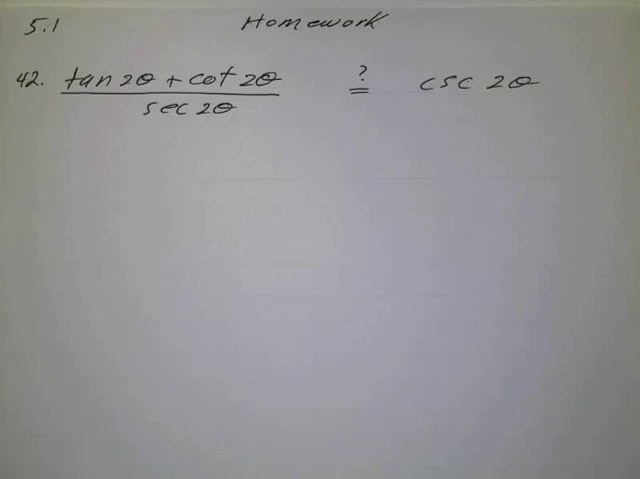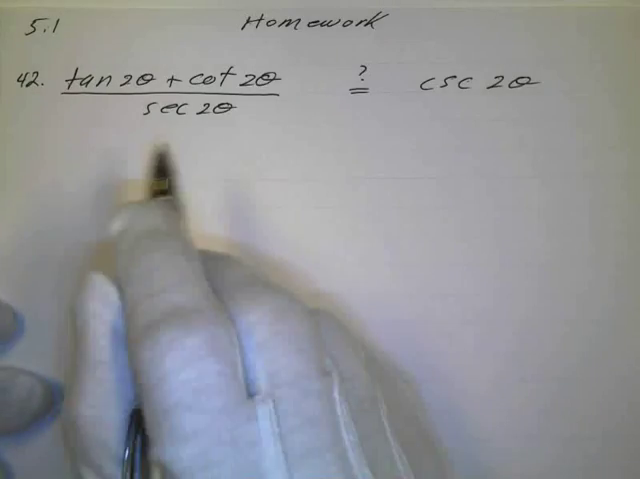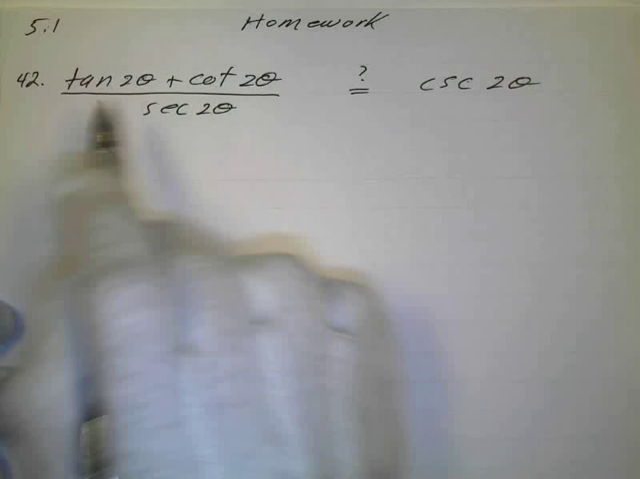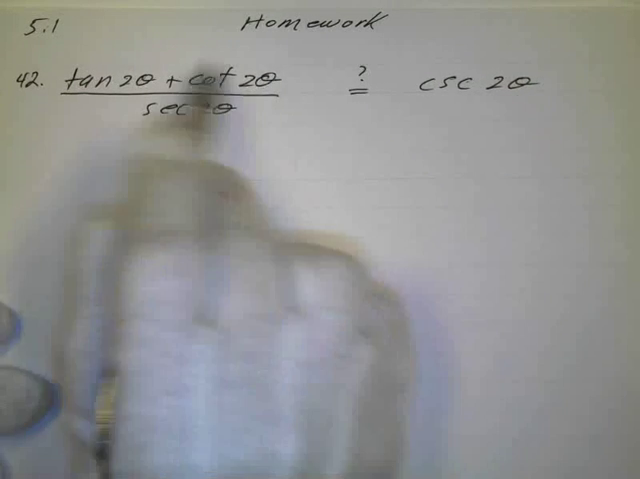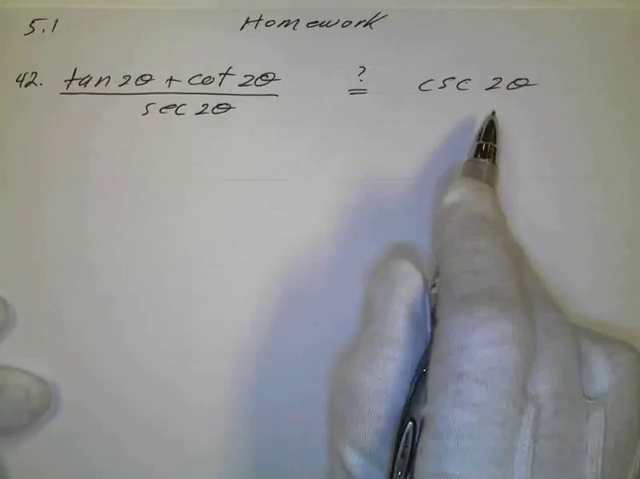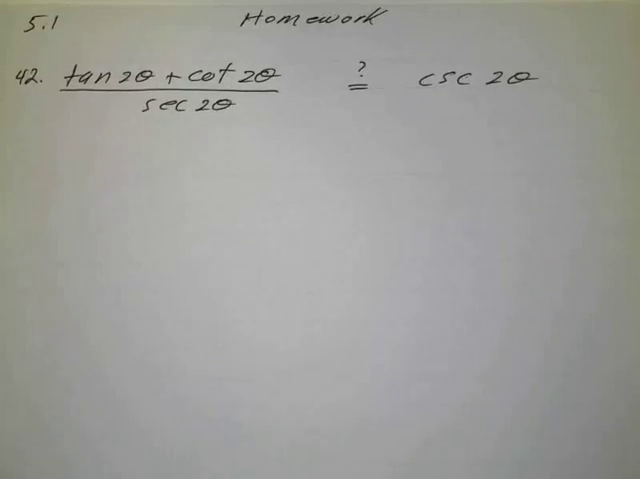Okay, we're going to do some more problems on page 51, and this is number 42. Let's take a look at this one first. What we notice is we've got a big old fraction on the left and one little term on the right, so we're going to try to get the left to equal the right. And if we look at the cosecant, we know that we can write it over here.